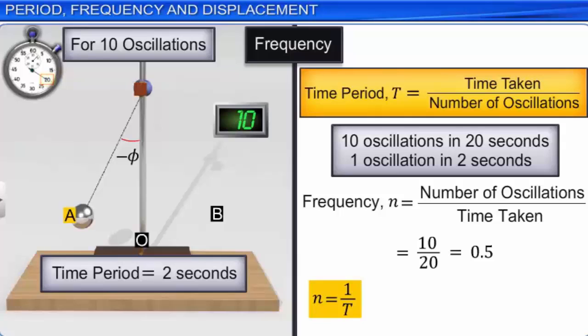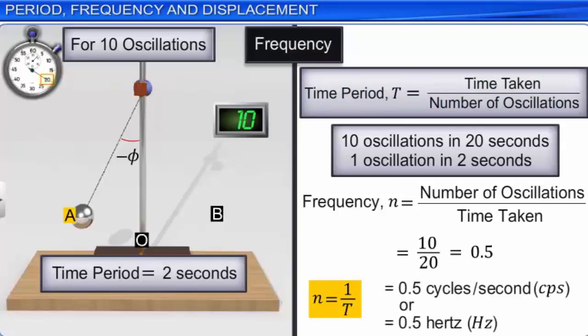Frequency is measured in cycles per second, CPS, or Hertz, and is denoted by the letters Hz, named after the scientist Heinrich Rudolf Hertz.